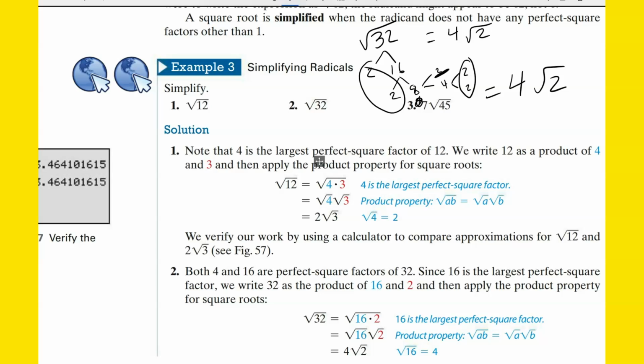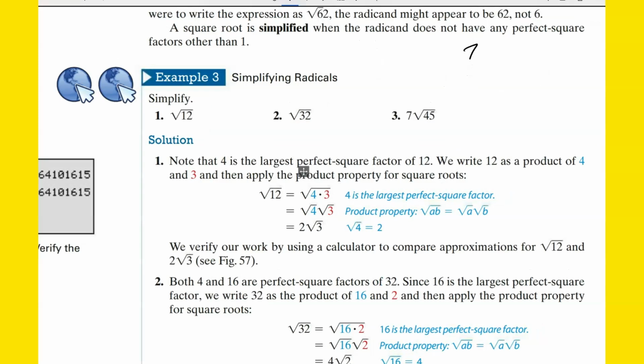All right, number 3. We got 7 times the square root of 45. And what we're doing is we're breaking the 45 down. 45 breaks down to 9 times 5. And so the square root of 9 is 3. So the 3 comes out and multiplies with the 7. So now I've got 21 on the outside, and that 5 stays underneath the radical.